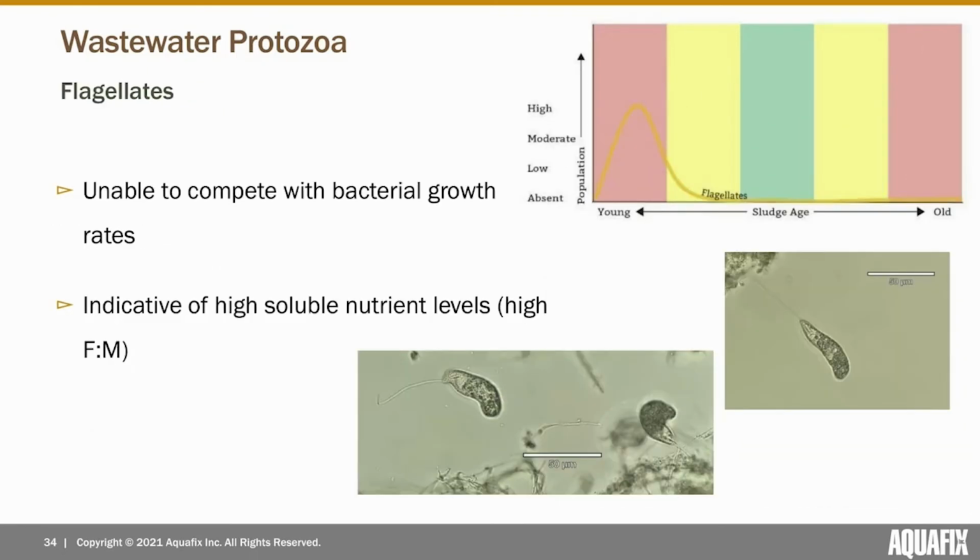Now, flagellates have one or more long hair-like tails called a flagellum. These flagella are used for movement and to help feeding on dispersed bacteria. Flagellates are unable to compete with bacterial growth, therefore they're primarily found in systems with high F/M and a younger sludge age prior to strong floc formation occurring, such as you can see in the graph.